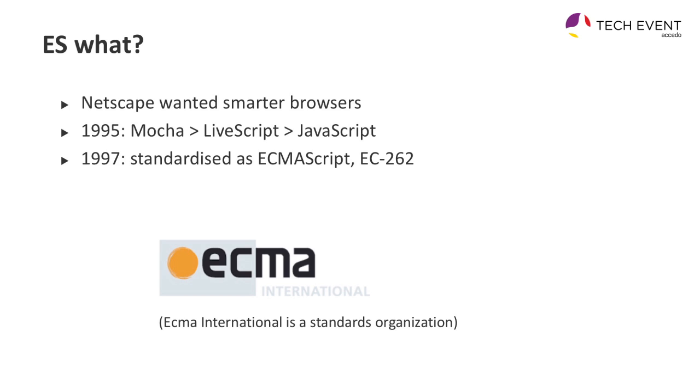And they made friends with Sun, who was editing Java at the time. They thought, oh, we can appeal more to the people working with Java. And so they renamed it to JavaScript. And so it was born in 95. And 2 years later, it was standardized as ECMAScript, codename ECMA-262. ECMA comes from ECMA International, which is the standards organization that takes care of it.